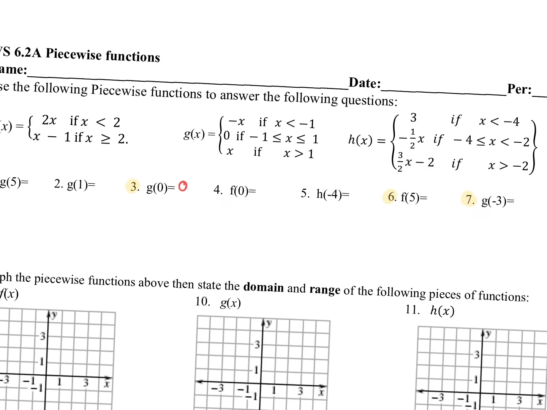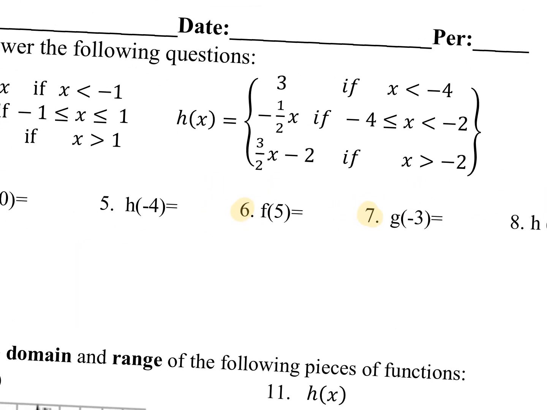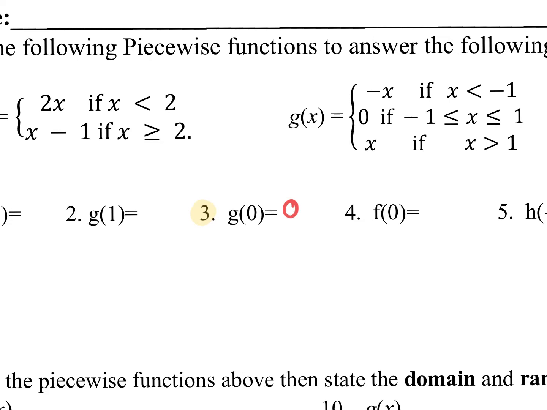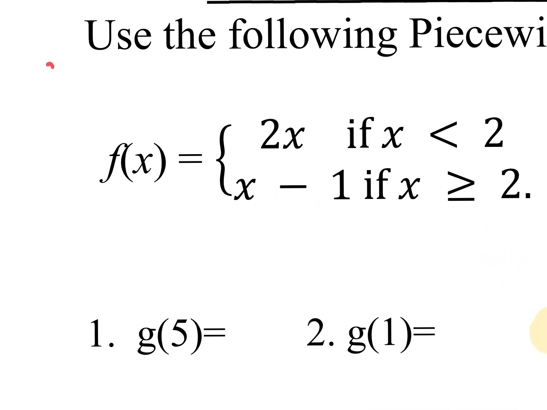Let's look at another one that's not explained on a previous question. F of 5, number 6. So we're going to go to the f function. That one only has 2 of them. I'm going to rewrite it just right here so you can see it. F of 5. So I need to plug in 5.